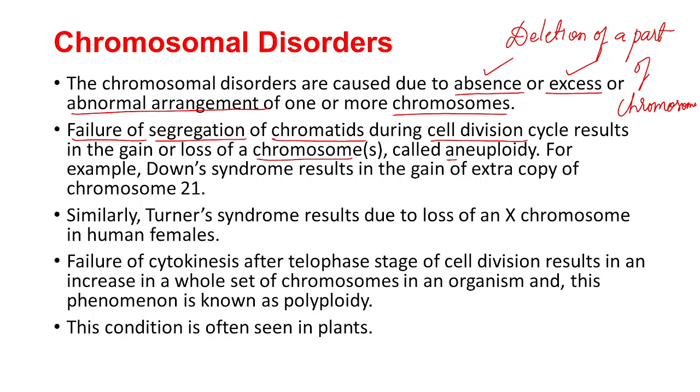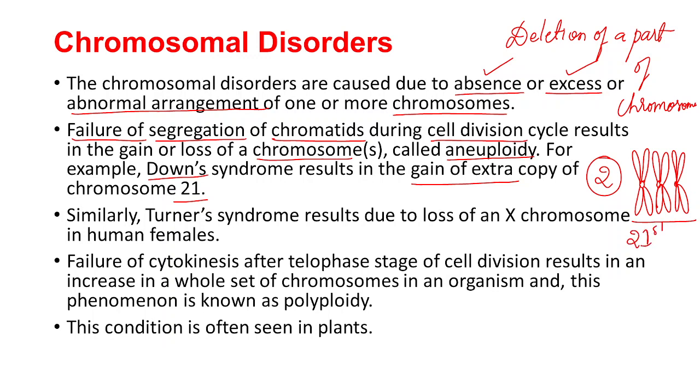That will lead to what? Occurrence of aneuploidy. Say for example, in Down's syndrome, the individual gains an extra copy of a chromosome in the 21st chromosomal set. Normally the 21st chromosome will have only 2 homologous chromosomes. Along with the normal chromosomal set, another chromosome will be occurring. So, this is called 21st trisomy, or it is also called autosomal trisomy.